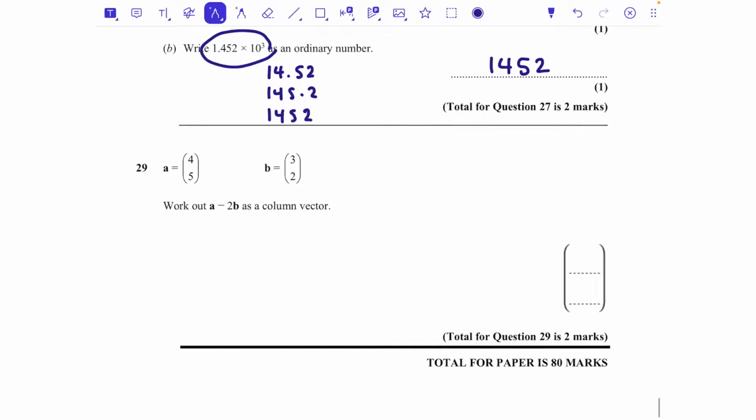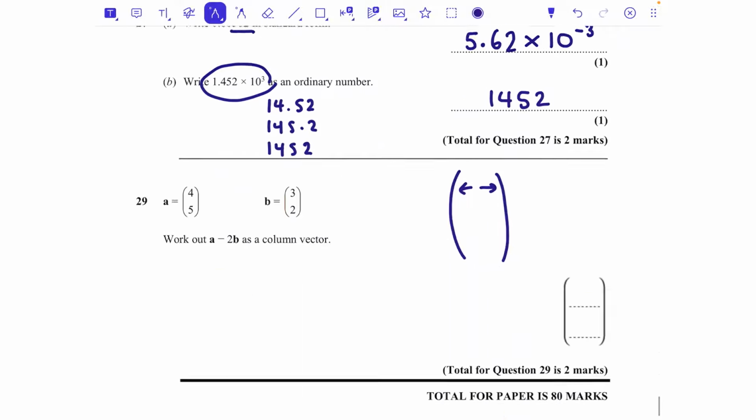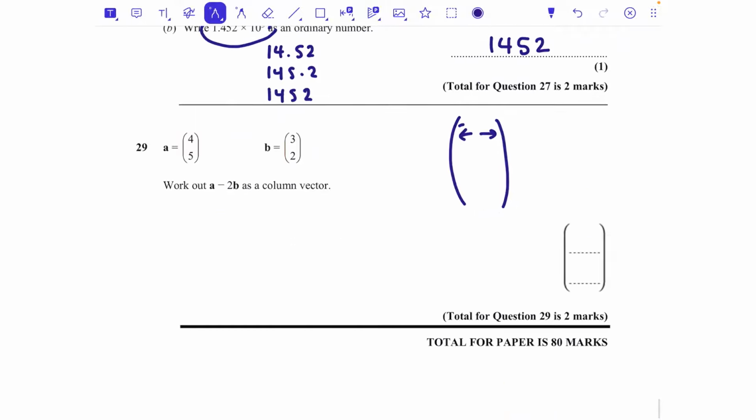Okay, and last question on this paper, question number 29. A is the vector 4, 5. Now remember, with a vector, your top number is left and right, negative for left, positive for right, and your bottom number is up and down, positive for up, negative for down. So 4, 5 is moving 4 to the right and 5 up. And the vector B here is moving 3 right and 2 up. That's what the vectors do.